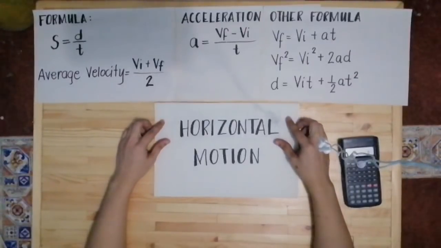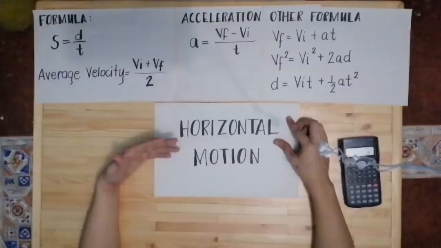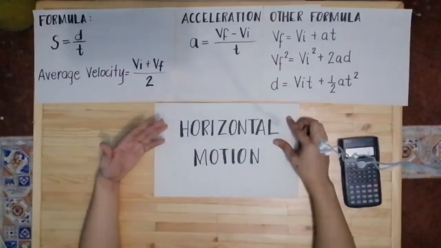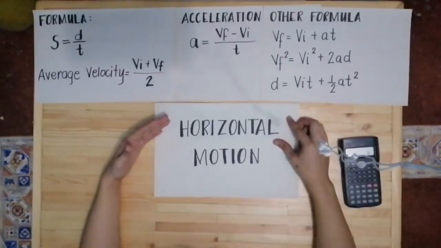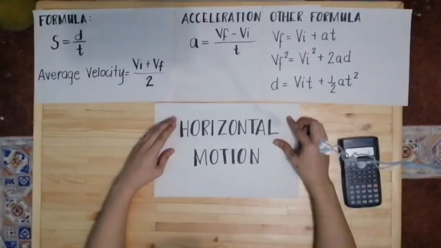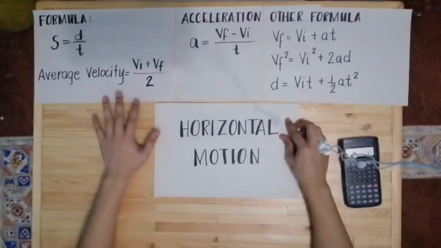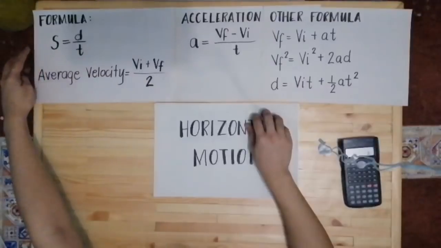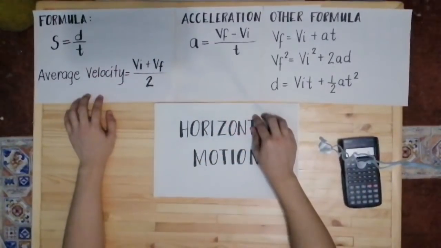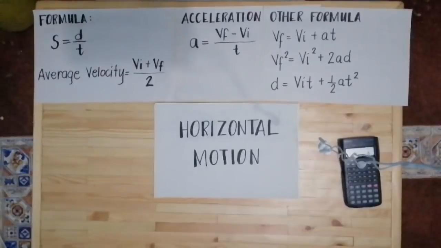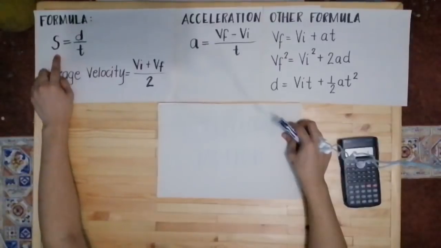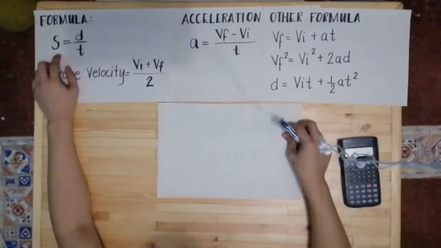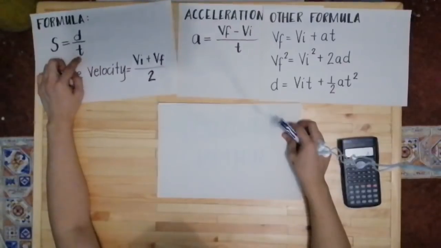So ngayon, to understand and to solve the word problems that we have in this video, we have to learn what are the formulas that we can use to solve the problem. So as you can see here, we have the formula in here. So let's start with the easy formula. Ito, this is S equals D over T.